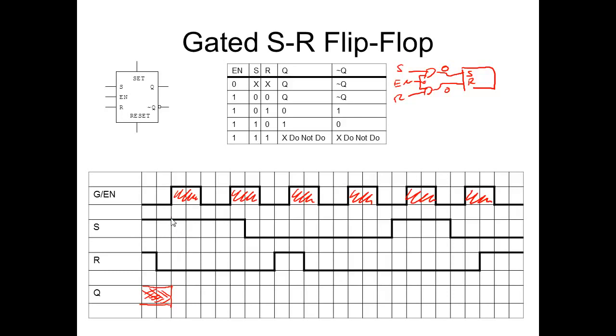Now we can go through here. We're enabled from here to here. We've got a high on set, a low on reset, so we know we're going to set that flip-flop. So it's going to be set. From here to here, it's disabled, so it's going to hold.